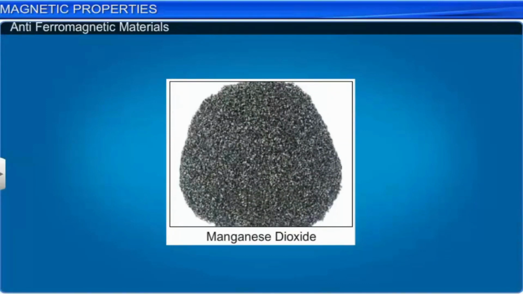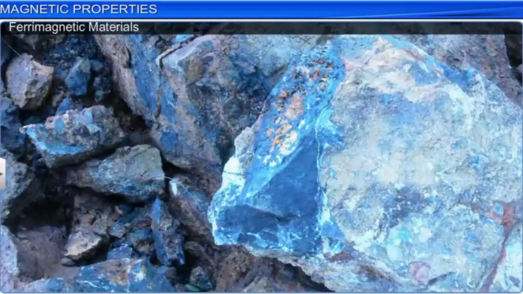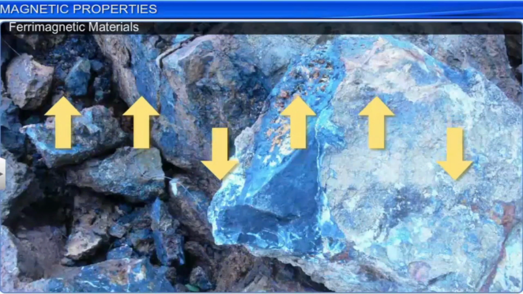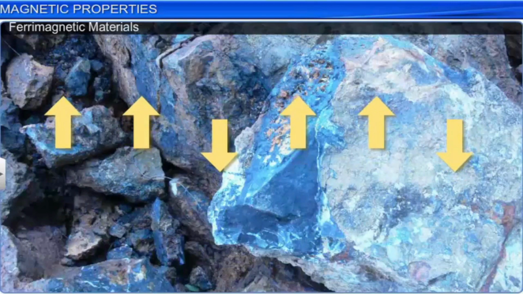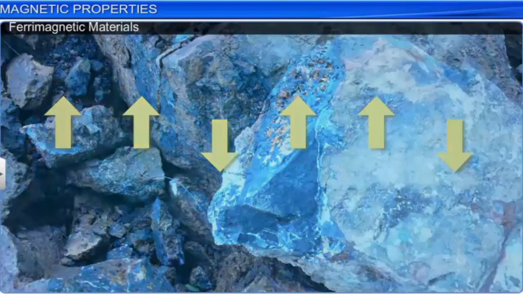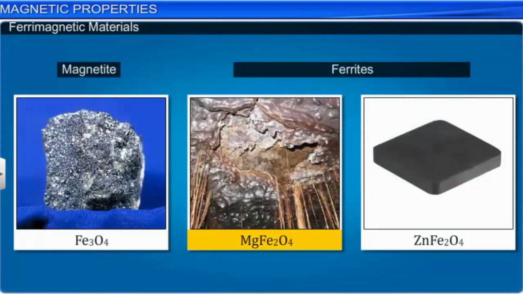Finally, let's look at ferrimagnetic materials. Ferrimagnetism is observed when the magnetic moments of the domains in a substance are aligned in parallel and anti-parallel directions in unequal numbers. These substances are attracted more weakly by a magnetic field as compared to ferromagnetic substances. Magnetite and ferrites like MgFe2O4 and ZnFe2O4 are some substances that show ferrimagnetism.